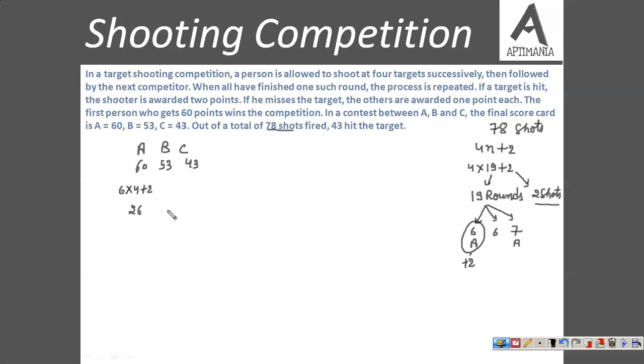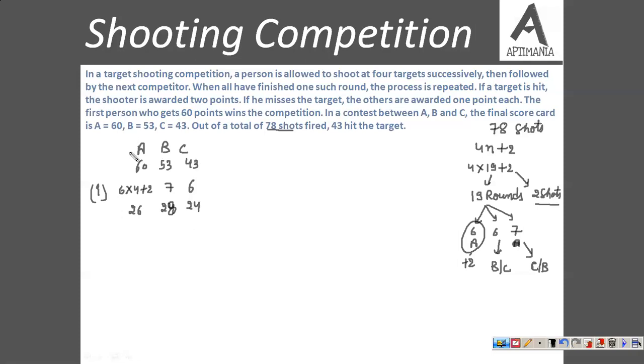Now we have a confusion between B and C. Out of B and C, one must have played 6 rounds, and the other one must have played 7 rounds. So there is a confusion. So let us consider 2 cases. In the first case, let us assume that B is the one who has played 7 rounds and C is the one who has played 6 rounds. So the number of shots taken by B must be 7 into 4, that is 28, and by C it must be 6 into 4, that is 24.